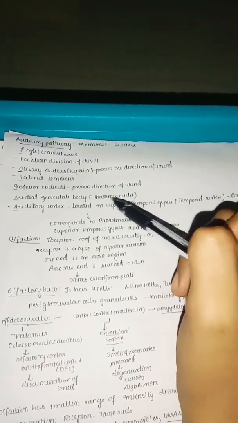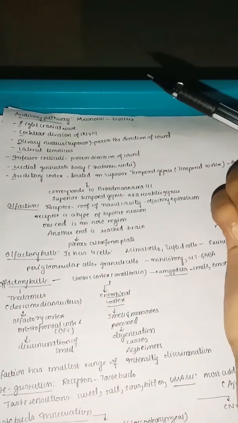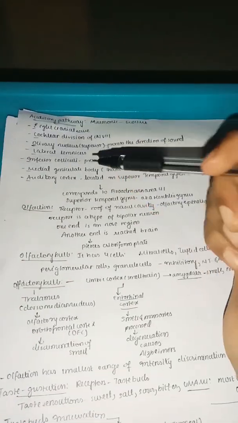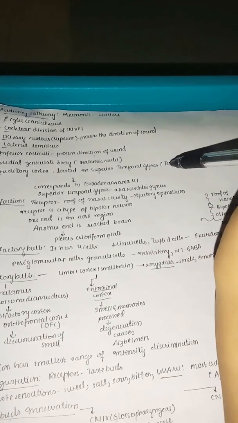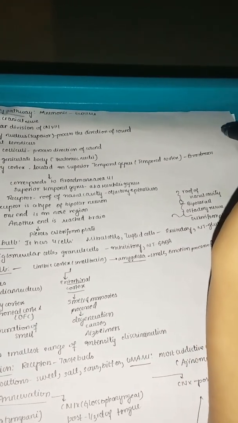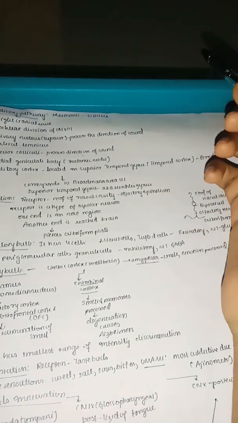And next, M for medial geniculate body, which is a thalamic nucleus. Actually we have this medial geniculate body, and also we have the lateral geniculate body. The lateral geniculate body is mainly useful for vision, whereas the medial geniculate body is mainly useful for auditory, that is for hearing. And the auditory cortex is located in the superior temporal gyrus, that is the temporal cortex. So these are all the things required for the auditory pathway of hearing.